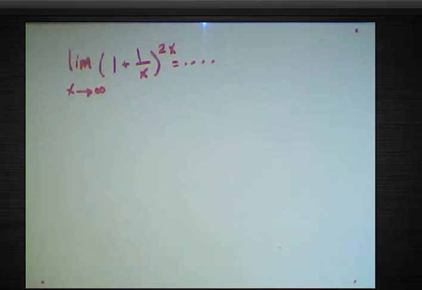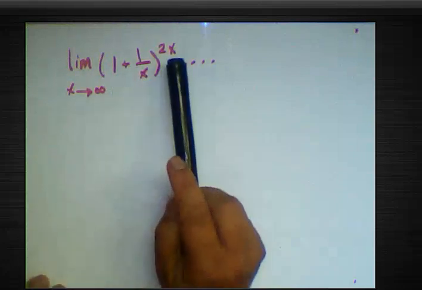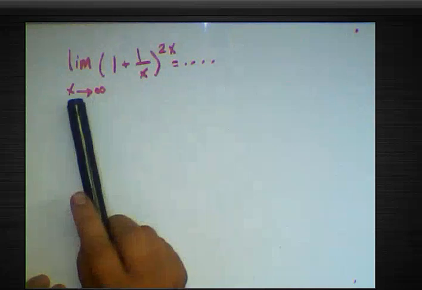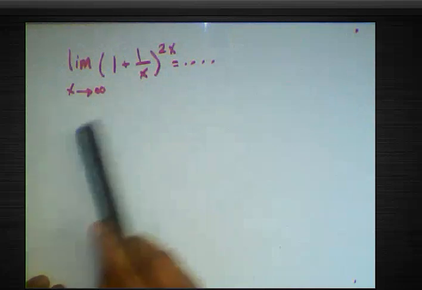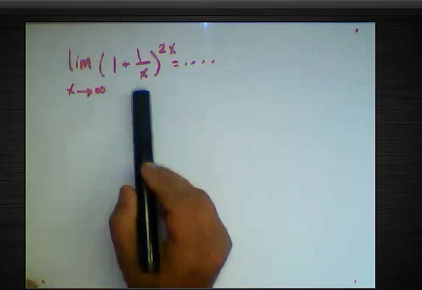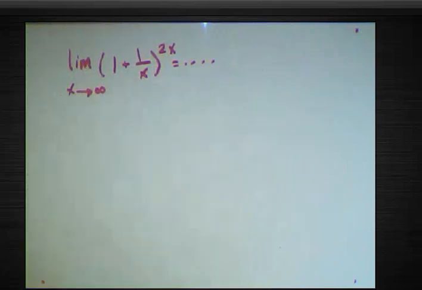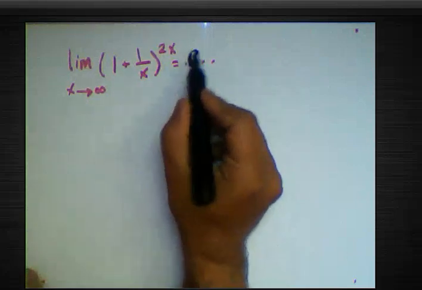Today we'll solve a lot of questions about limits. Look at this example: the limit of (1 + 1/x)^(2x) when x approaches infinity. We want to find the result. We know the rule: the limit of (1 + 1/x)^x when x approaches infinity will be e. So the result here will be e².